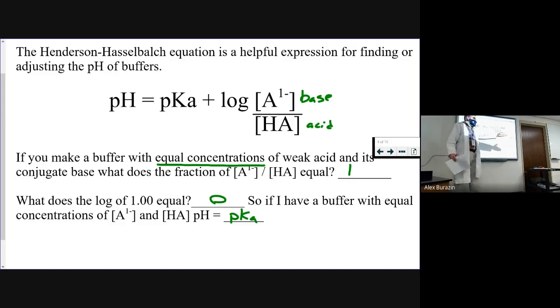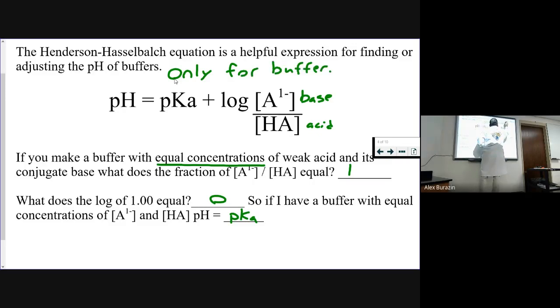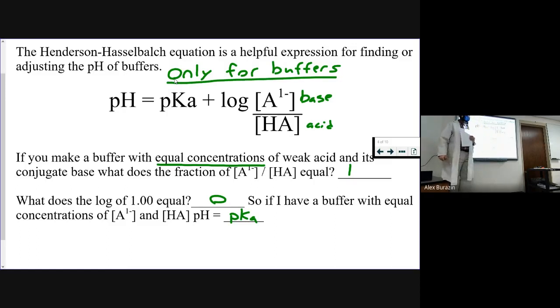Now, does it need to be a conjugate pair? Yes, it does. So one of them is the conjugate of the other. But which one I call the conjugate is irrelevant, if you're following my logic. Okay? So base over acid. Now, this equation can only be used for buffers. If I don't have a buffer, this equation serves no purpose, and it will not help us solve anything.